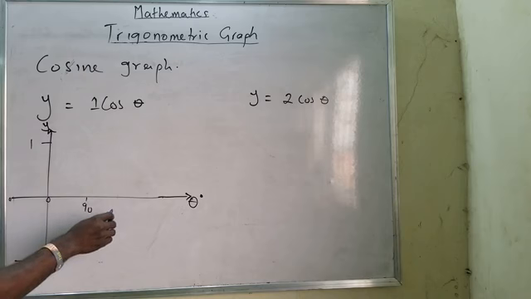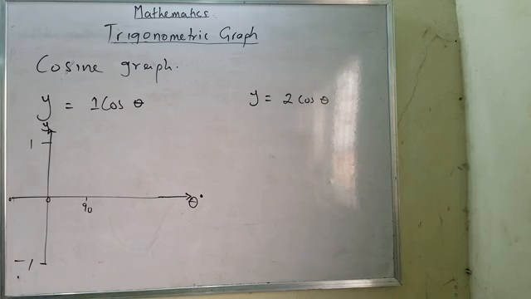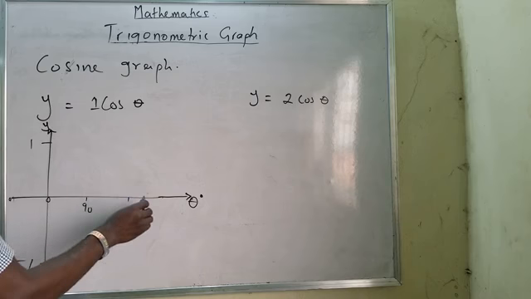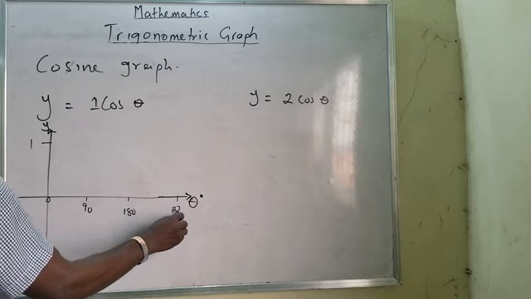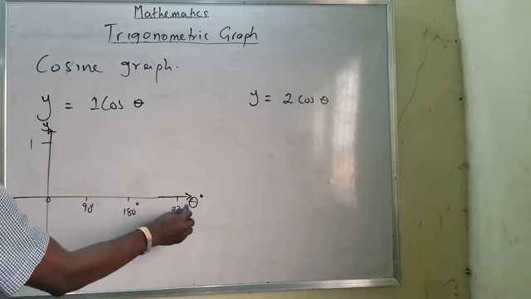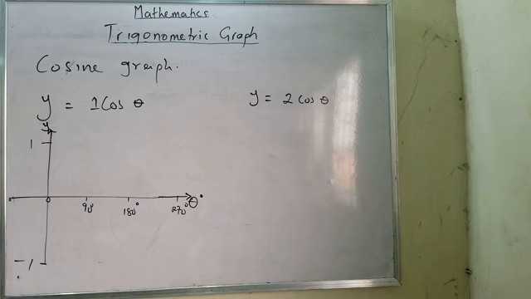It will be 90. It will be 180. And also 270, more than that, and so on and so forth. They are in form of degree. Now, once I want to plot my graph, in cos graph, it will surely come like this.